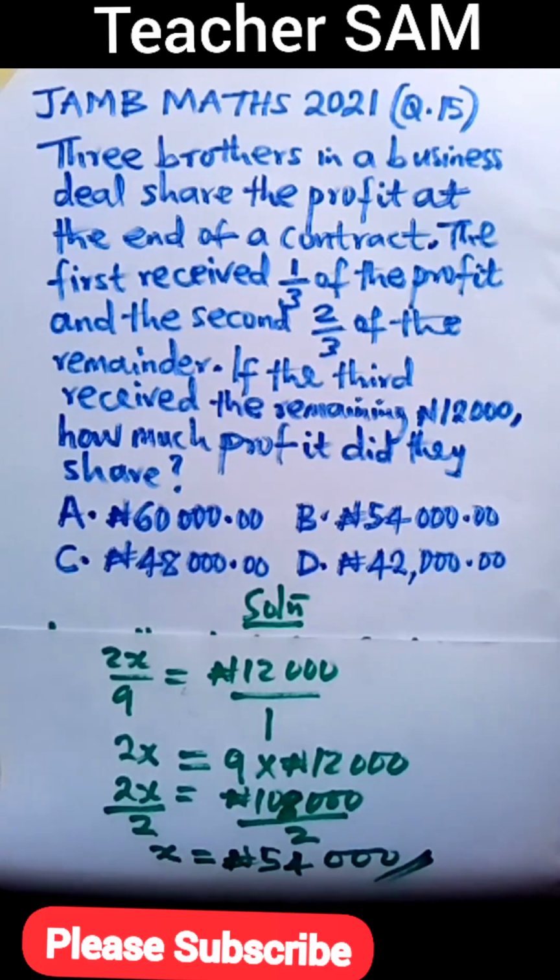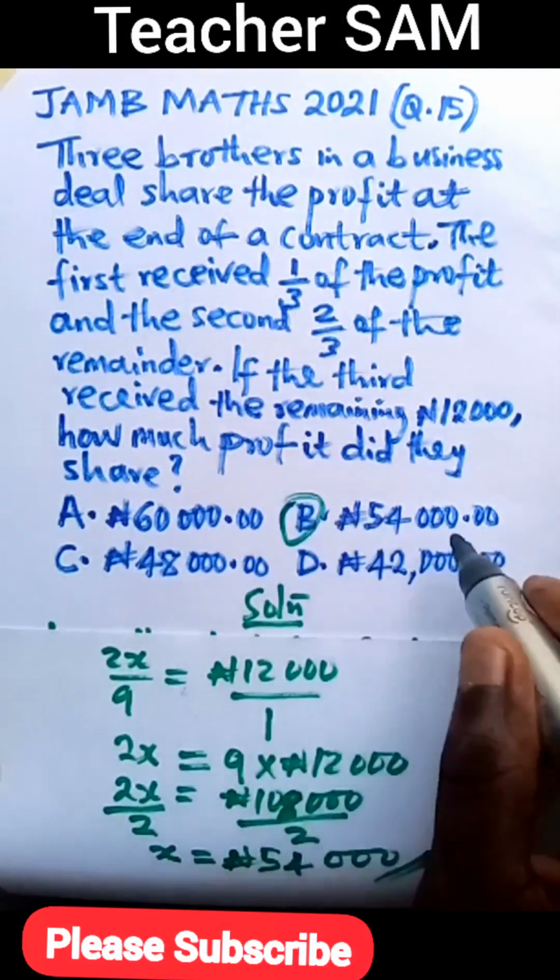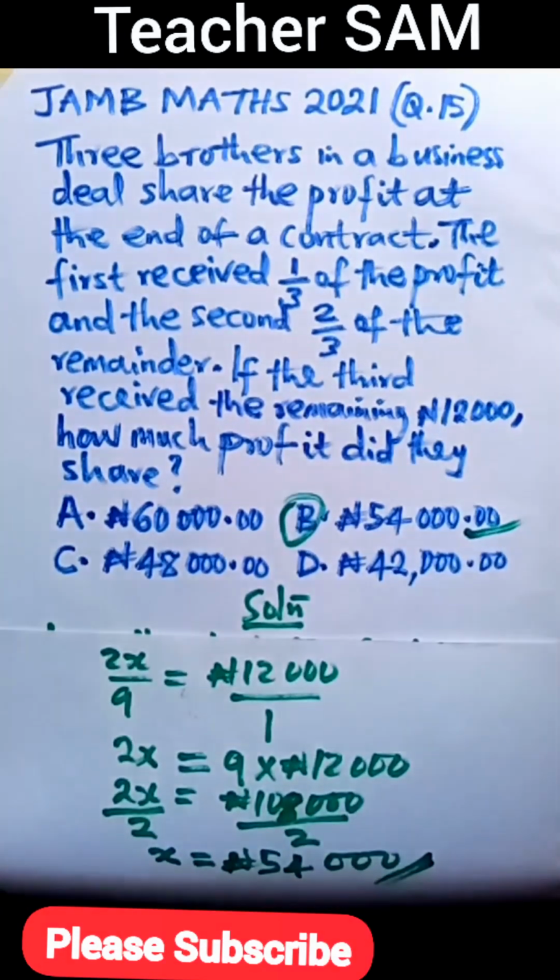Don't forget, we said let X be the total profit shared. So if you check through the options, you find out that the correct answer to this question is option B.